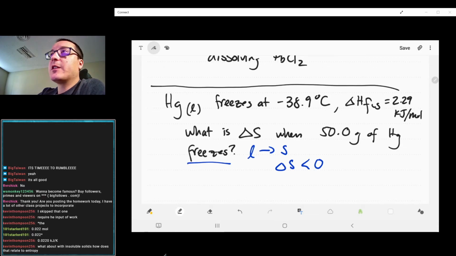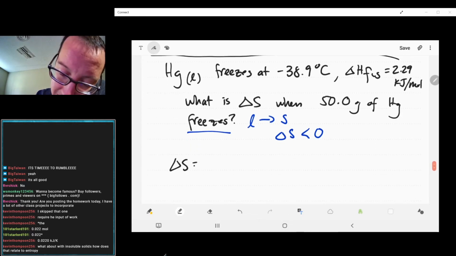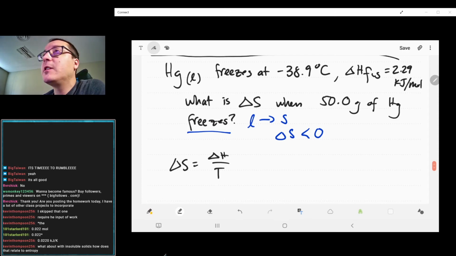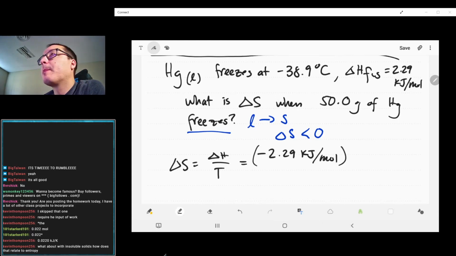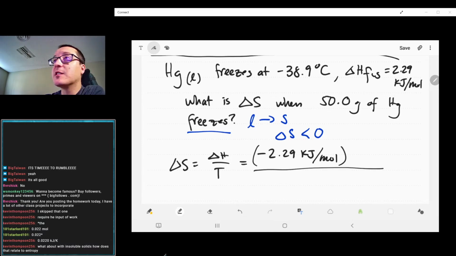All righty, so let's go ahead and do this. So we know that delta S is delta H over T for a process like this. We know that delta H for freezing will be negative 2.29 kilojoules per mole. We're going to have to do a few things first. We have a temperature in the wrong unit, and we have the mass of mercury instead of the moles. I guess we have to convert this. And then we have the temperature in Celsius, so we'll have to fix that.